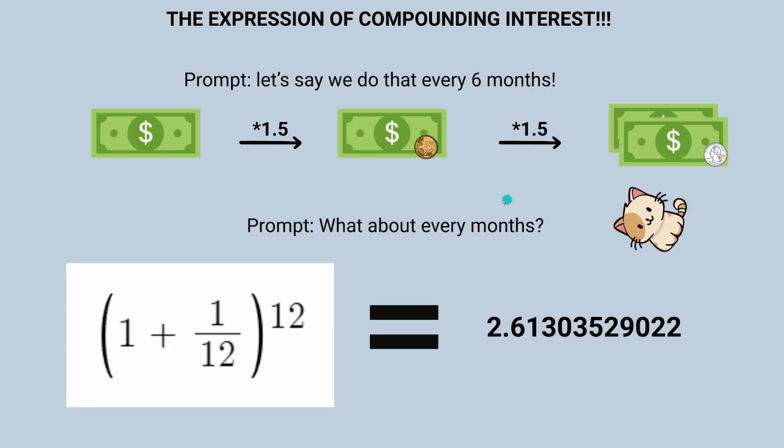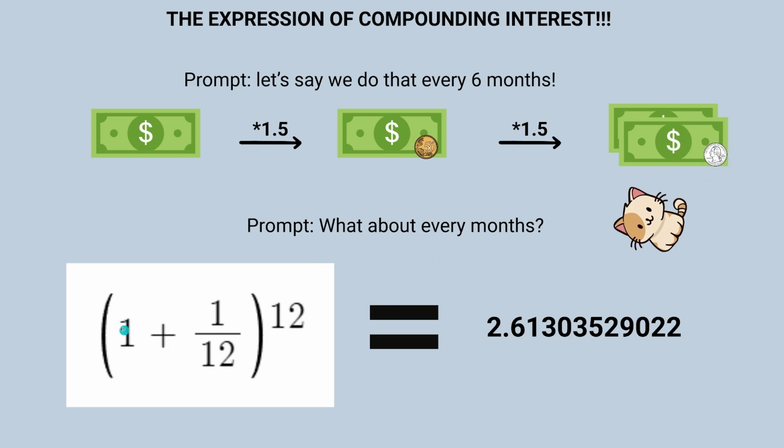But let's say we do that every 6 months. So every 6 months you get 50% interest, and another 6 months another 50%. So this is what happens. This dollar after 6 months becomes $1.50, and after another 6 months it will actually turn into $2.25. But how about every month?